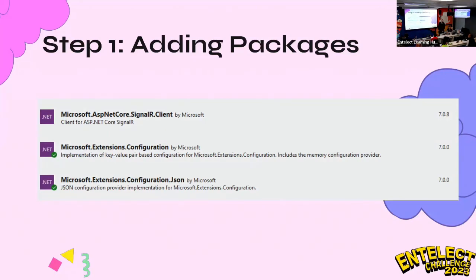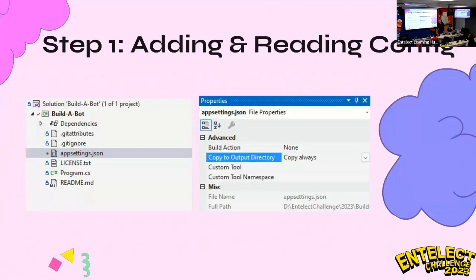So to start off with, we add a new appsettings.json file to our project. And we right click and click on properties, and we make sure to set the copy to output directory mode to copy always. If we don't do that, when we compile our app and run it from the compiled file, it won't have the appsettings file in its folder. So it'll give an error because it can't find it.